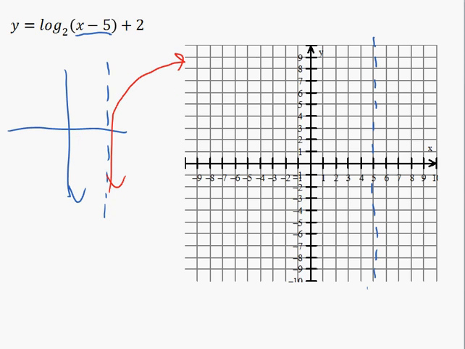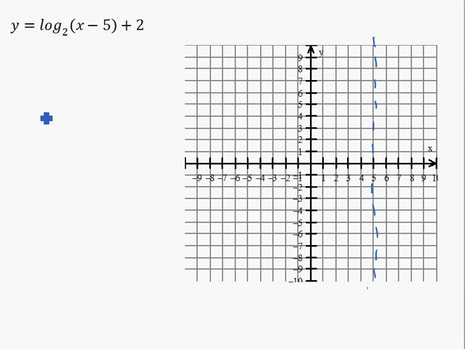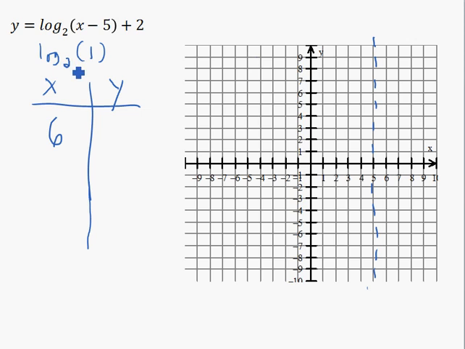All we got to do is pick a few points and see what it looks like. So let's get rid of this sloppy graph. I'm going to pick a few x values, find a few y values. It's going to be super happy fun time. Here we go. When x is 6, that makes the inside 1. Log base 2 of 1 says 2 to what power is 1? Well, that's 0. And 0 plus 2 is 2.